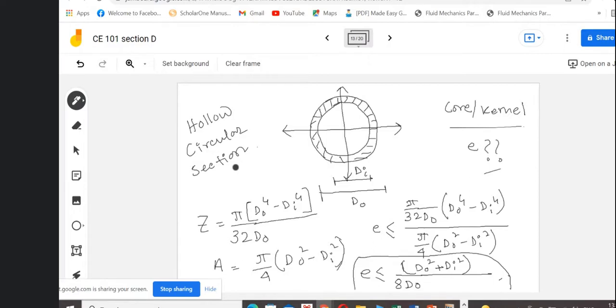Yes, what was the radius? For a hollow circular section, if we know this part, e less than or equal to this part, what will be the radius of the core or kernel of the section?